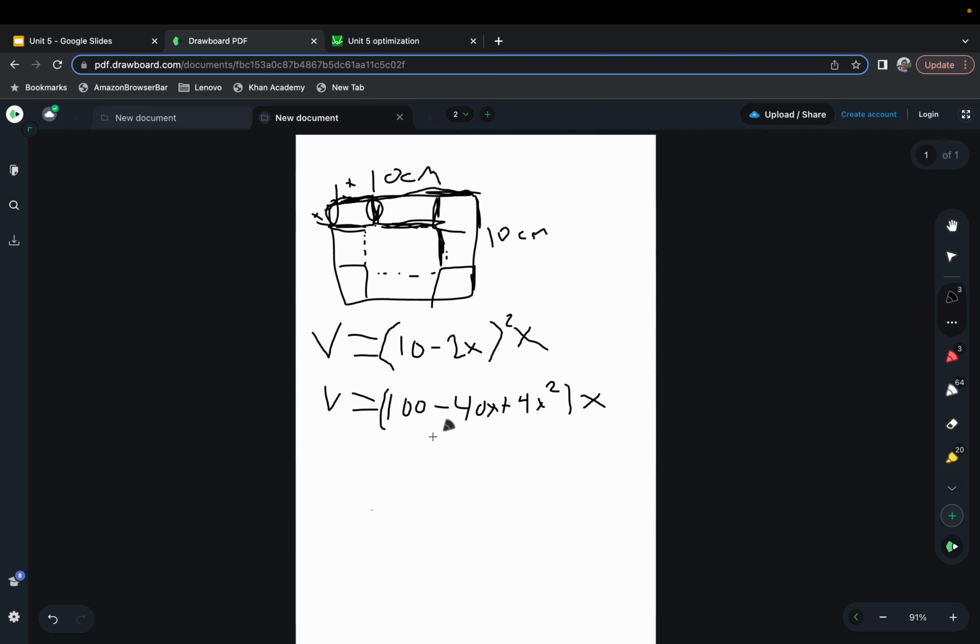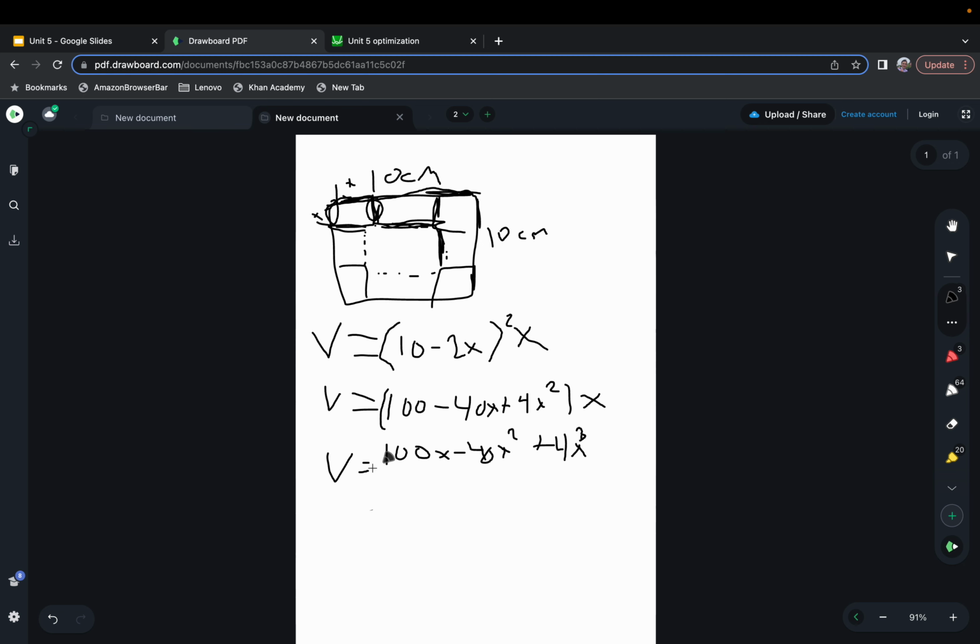Next step is going to be to distribute out the x. So now we have 100x minus 40x squared plus 4x cubed. This is our finalized volume formula.